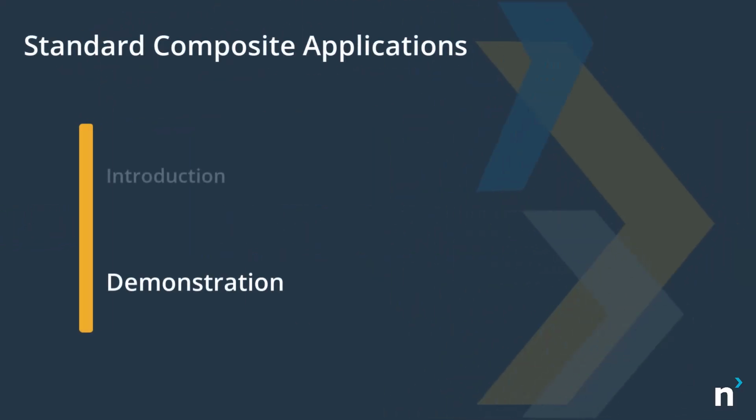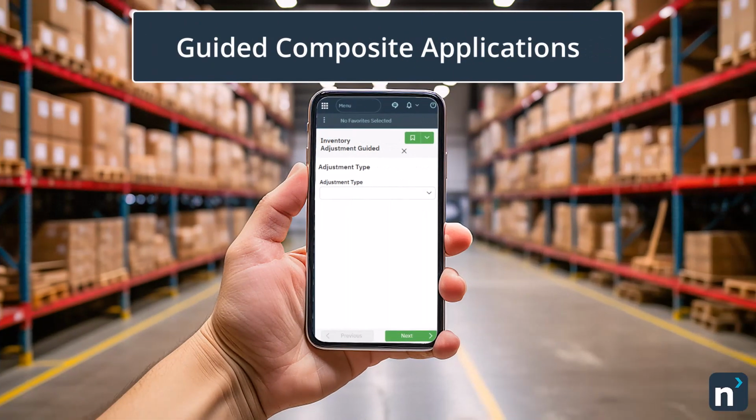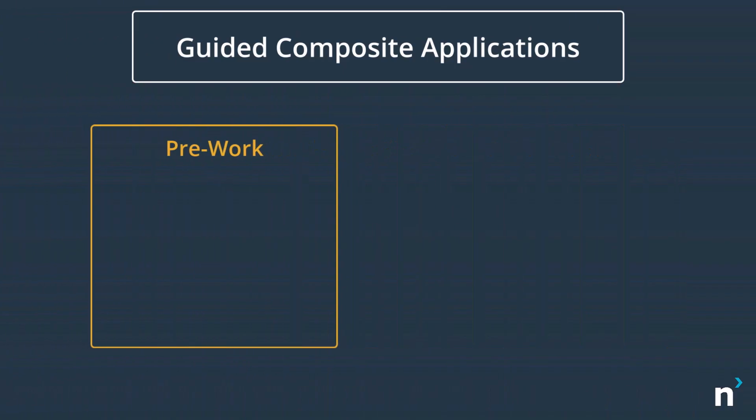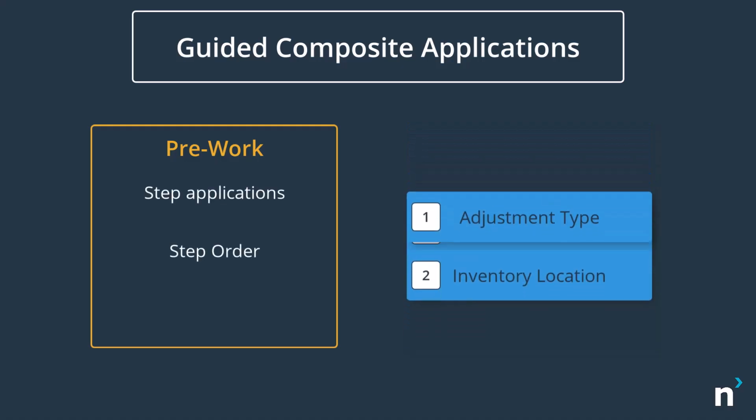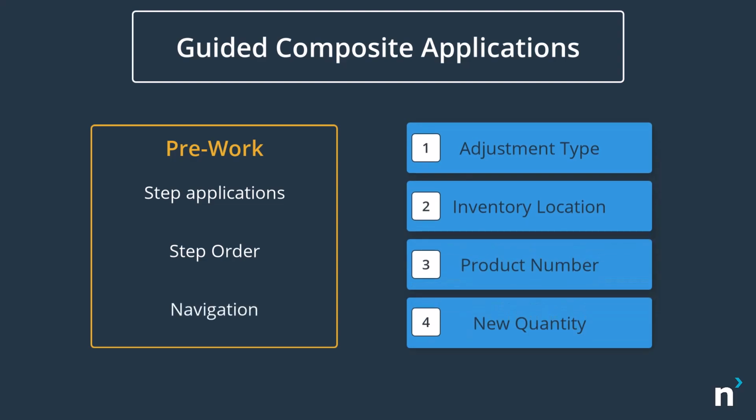Next, we demonstrate how to build a guided composite application. For this demonstration, we build a standard composite application to adjust inventory quantity. Before we begin, we need to identify the applications to include, define their order, and determine how users will navigate between them.